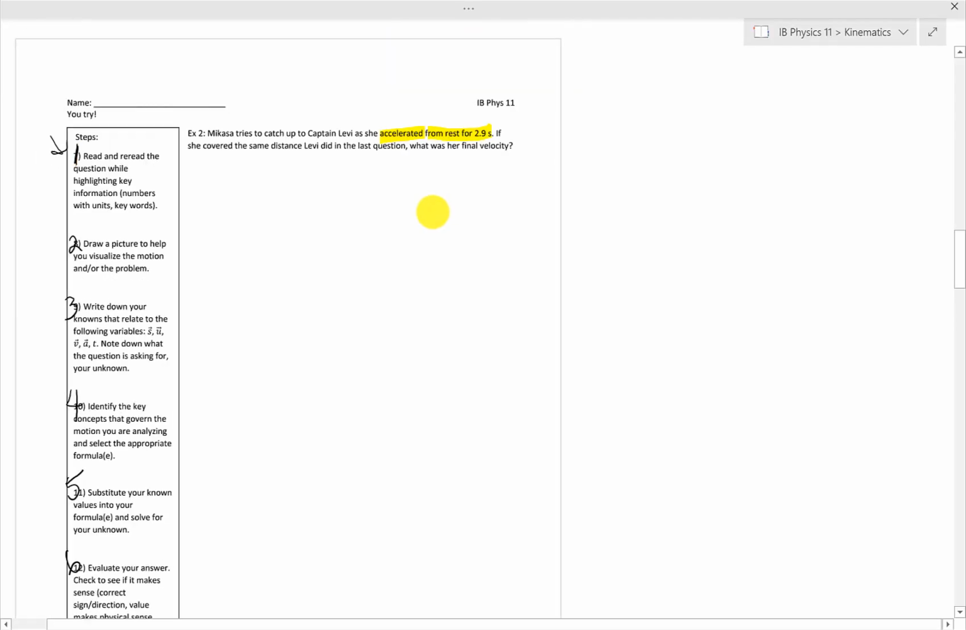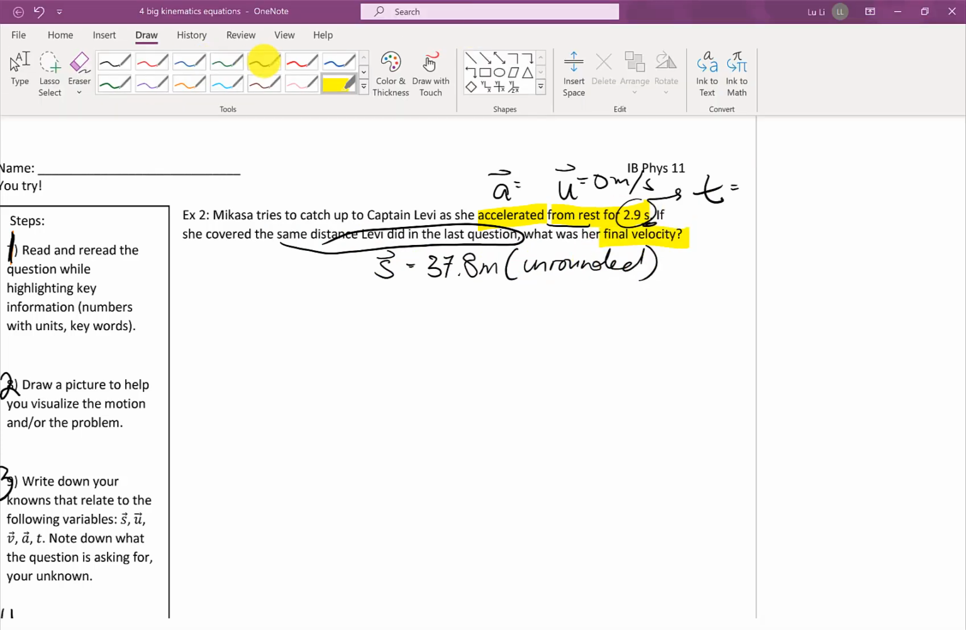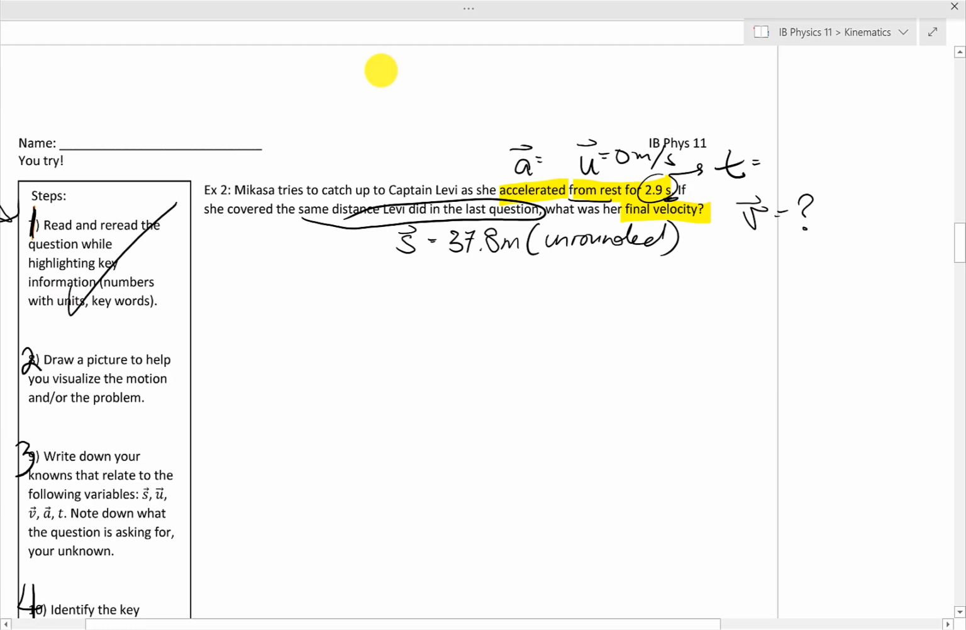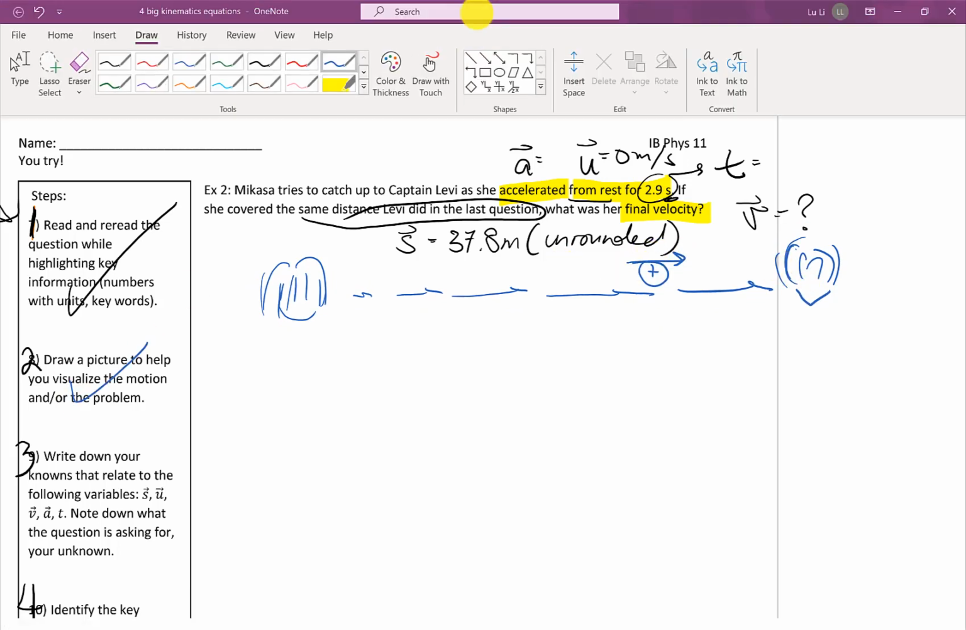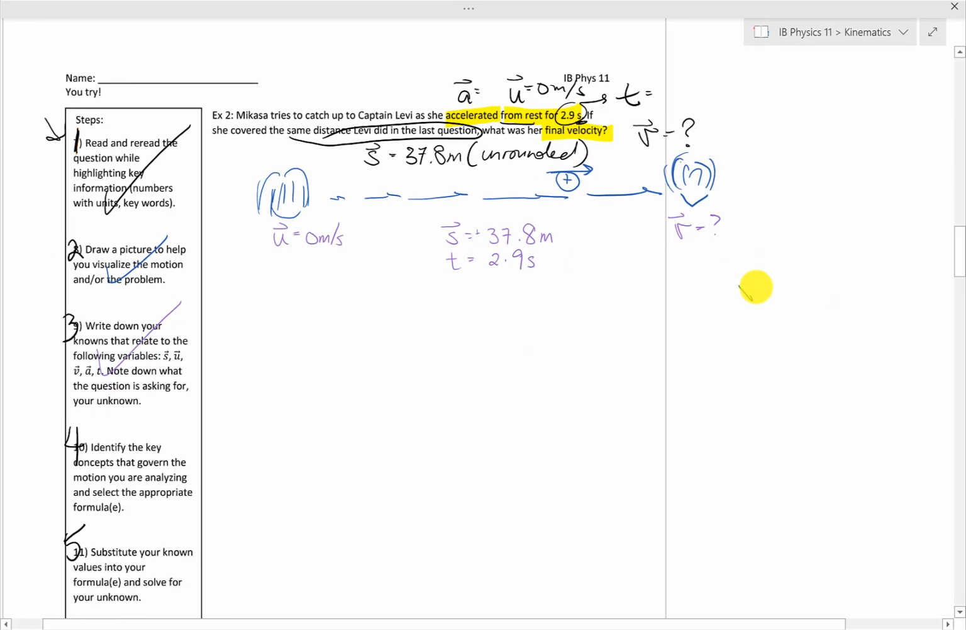She starts from rest, which is her initial velocity of 0 meters per second, the time of 2.9 seconds, and the distance, the same distance as in the last problem, 7.9 meters, unrounded, because we want to make sure we don't round until the last step when we do the calculations of any problem. We are trying to find the final velocity. Here in the diagram, I label the forward direction being positive. Here are our knowns, and our unknown is our final velocity, and we know everything in between, the displacement and the time. And here we're just writing down all the equations so we have it beside us to identify what we have and we don't have.